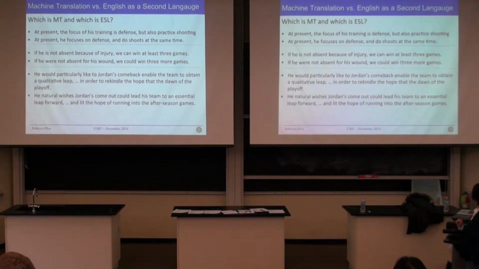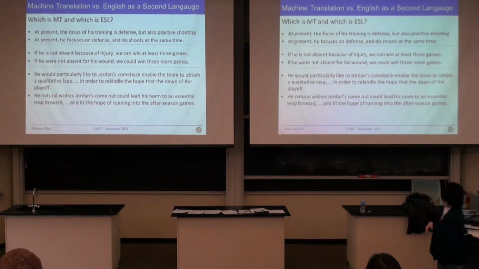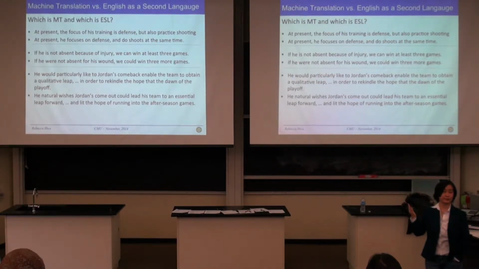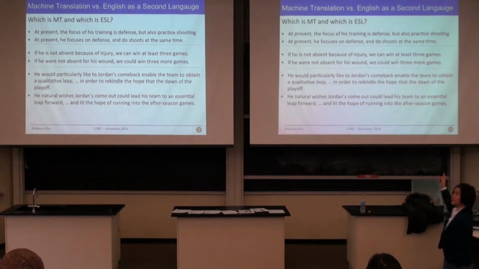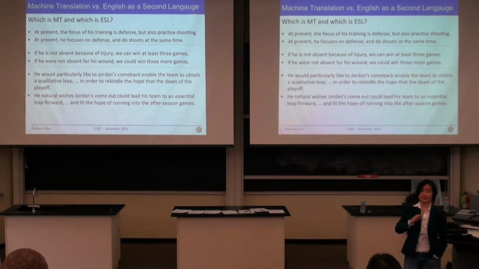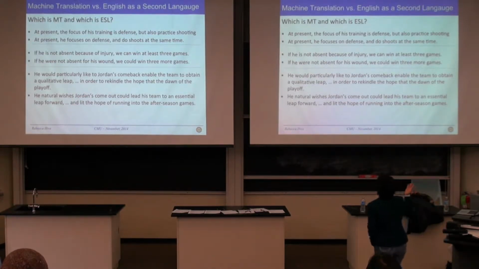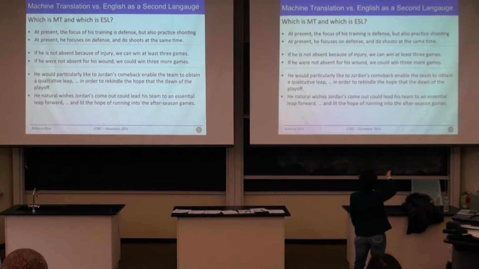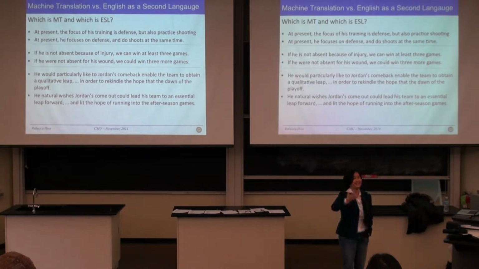In order to rekindle the hope, that's a really, really high, fluent, proficient English speaker usage, as opposed to, you know, lit the hope, which you kind of know what they mean, but it's not something you would say. And so that's how you can tell. Rekindle the hope, language model, right? N-gram language model, it's going to give you rekindle the hope. But if you don't know the word, then you don't get anything. The dawn of the playoff, I mean, whatever.